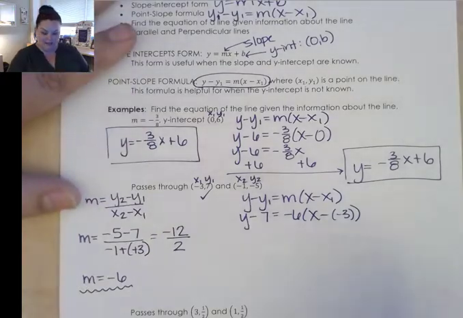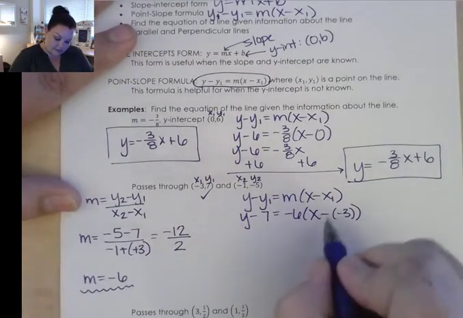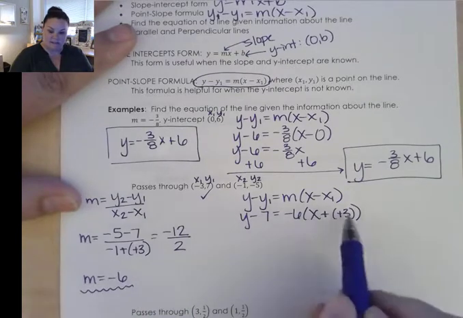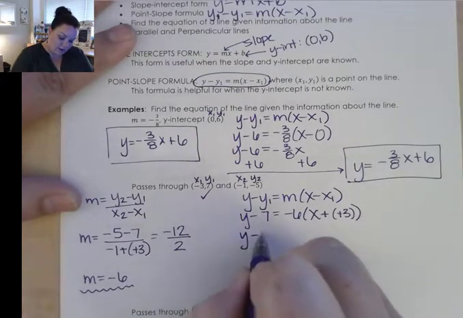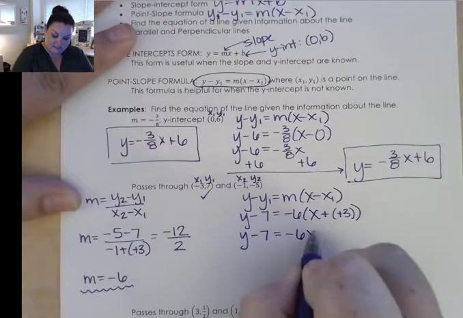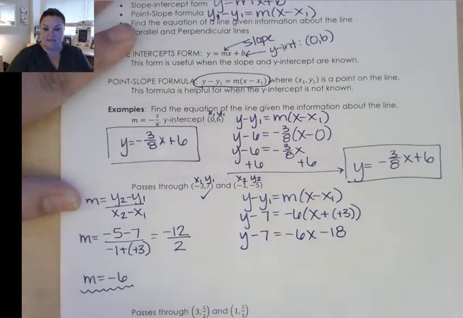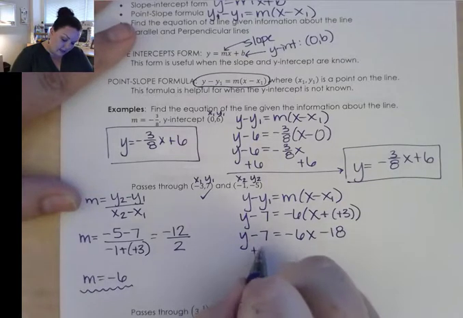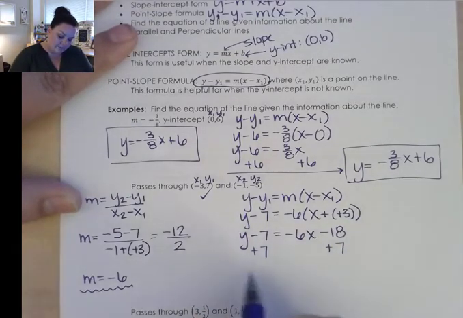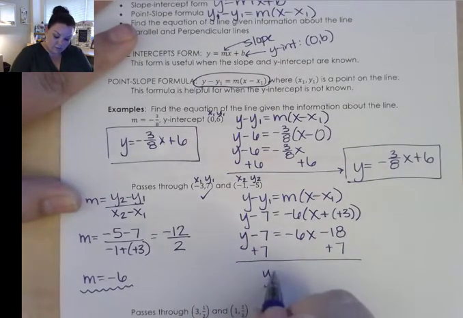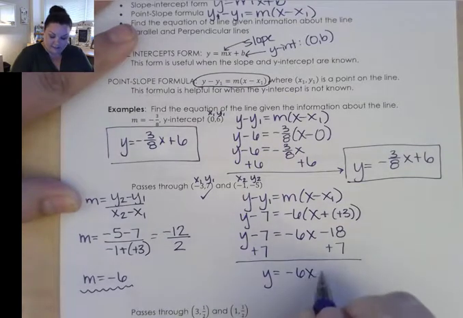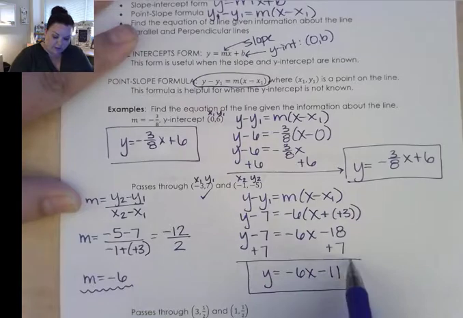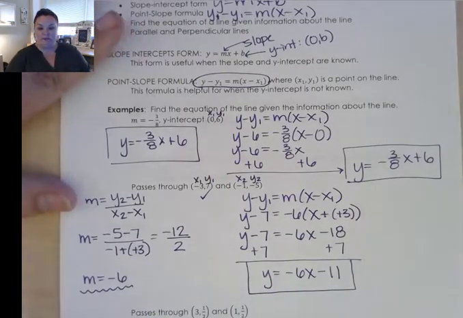Okay. Again, my double negatives become positive, and then I can distribute this negative 6 into those quantities. So y minus 7 is equal to negative 6x minus 18. And then the last thing I have to do is move that 7 to the other side, which I do by adding. So this gives me y is equal to negative 6x minus 11. So this is the equation of the line through the two given points.